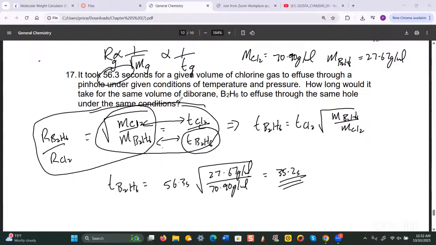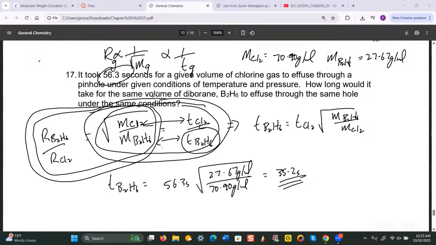That's why I'm stressing that when it comes to answering questions, read the question carefully. When it comes to a Graham's law question, if the question is worded in a way to talk about rates, then this is the expression that you'd use. But if the question is worded in reference to time of effusion, this is the relationship you'd use. So that's basically how that works out.